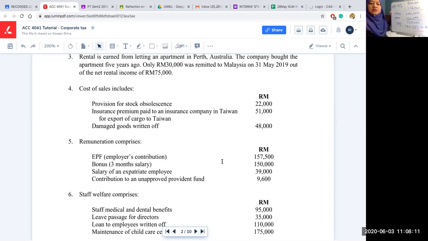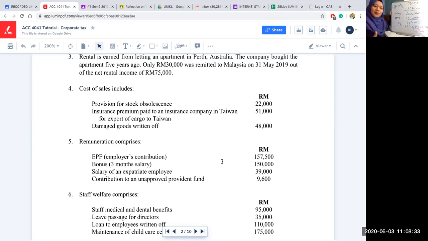So EPF, number 1, you have to add back 15,000. That is just one. And then item number 2, bonus. So bonus here is no problem. Previously there was a restriction, but now there is no restriction. Alright, bonus in this case, no adjustment because it's allowable. So nil.